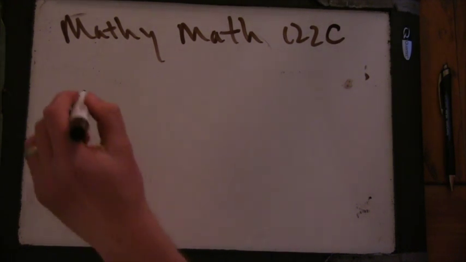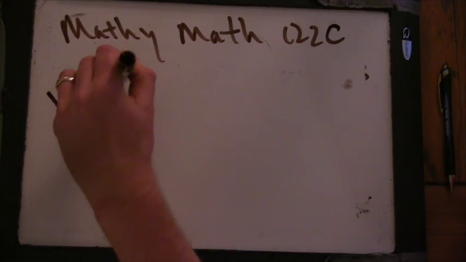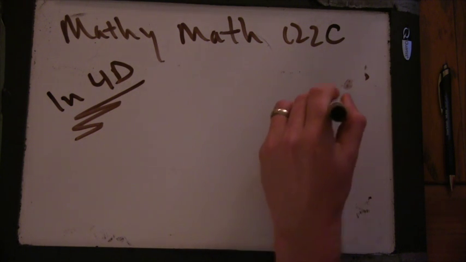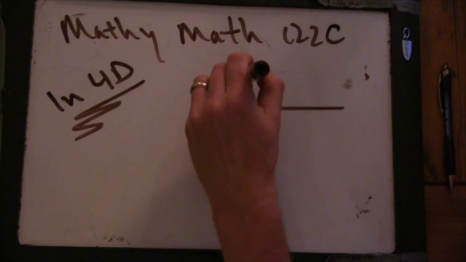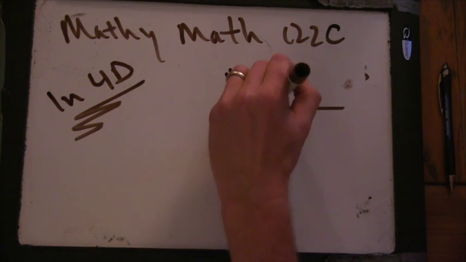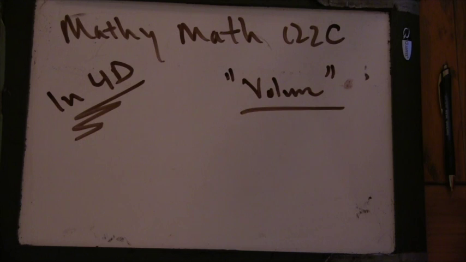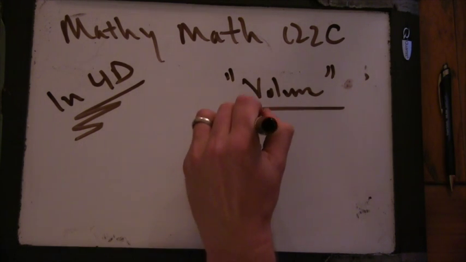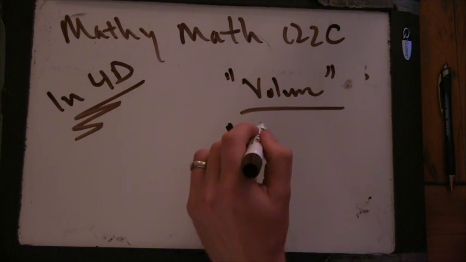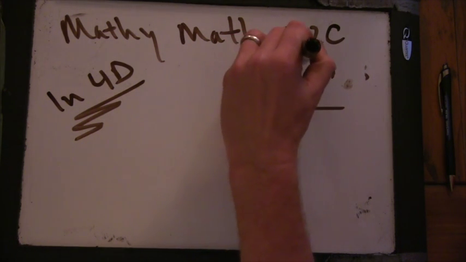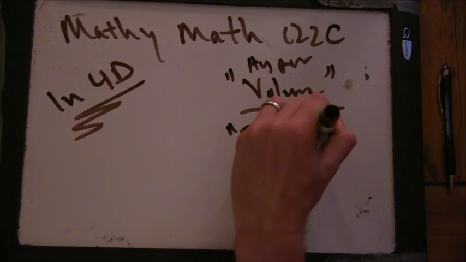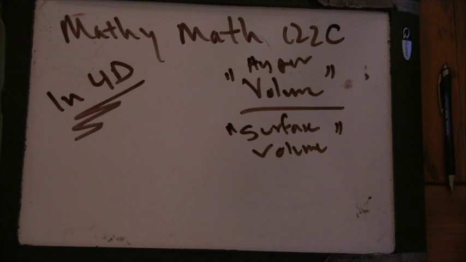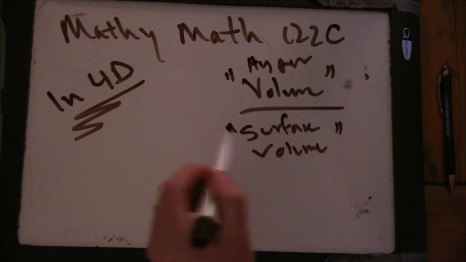Okay, so what do you think the analogy is going to be in 4D? Well, what ratio are we going to be looking for? Probably the hypervolume, which I'll just call volume, in quotes. The volume to what? To the surface volume. Yeah, actually, surface volume is probably a pretty good idea. So hypervolume to surface volume. Good.